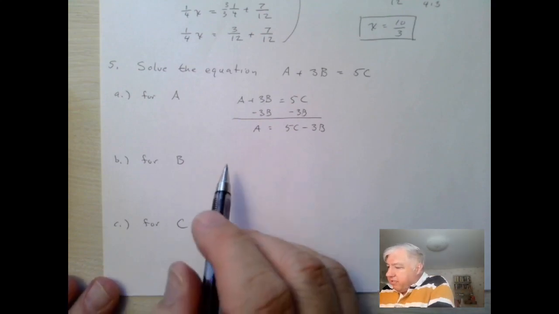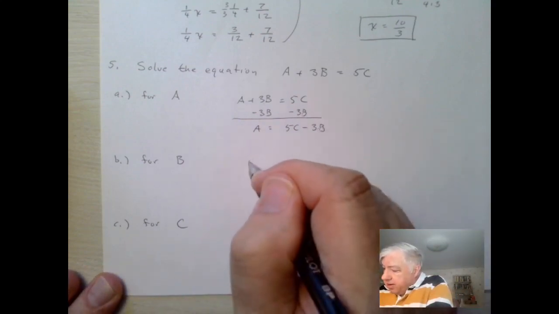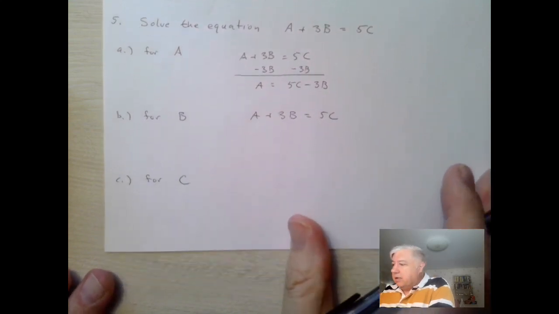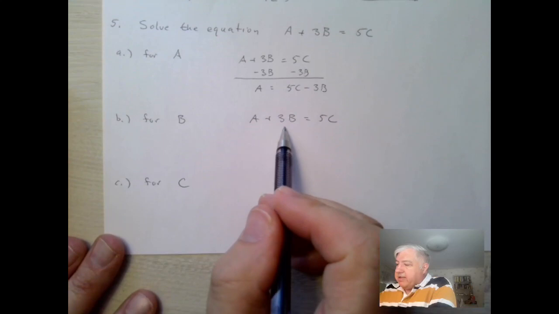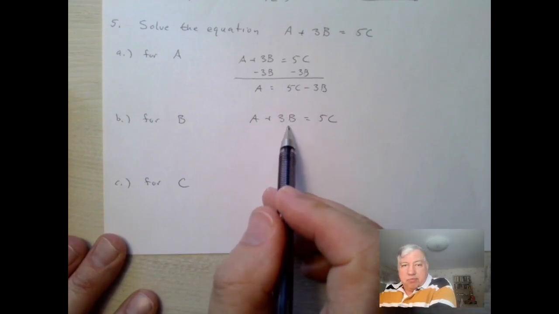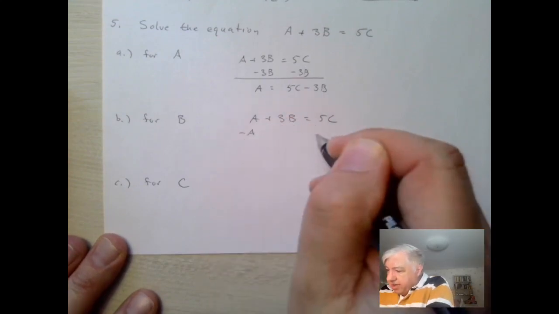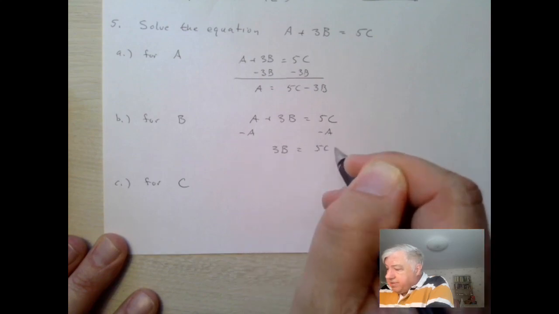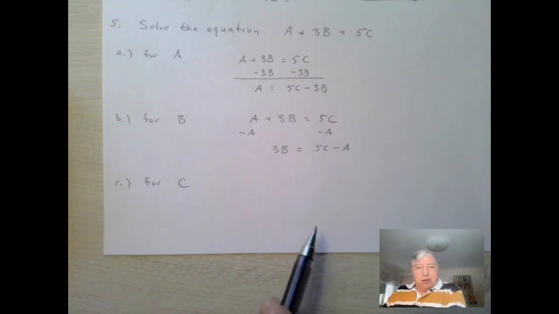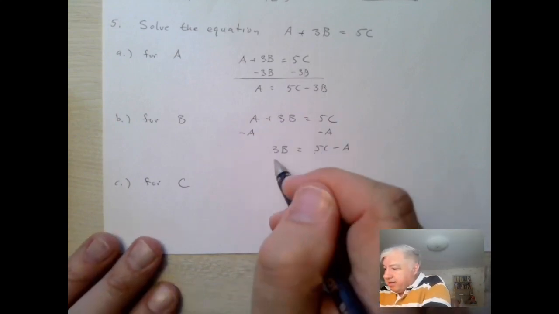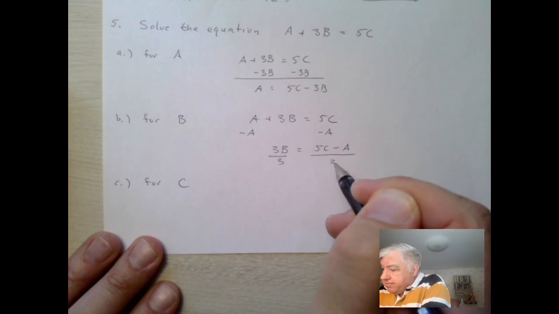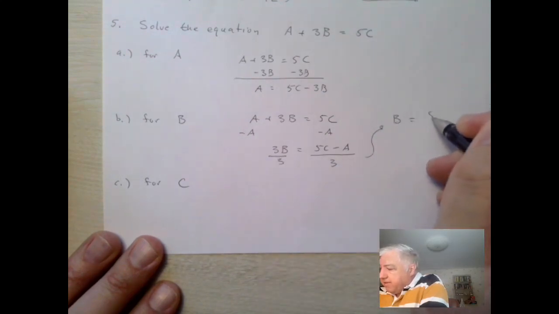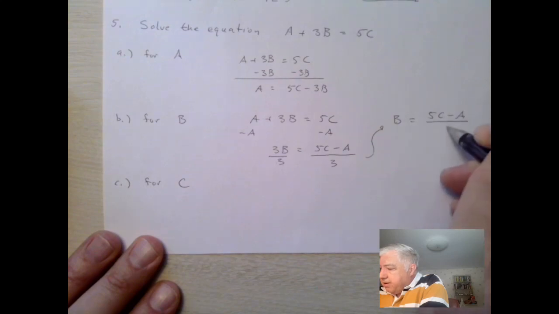Let's look at b. If we wanted to solve for b, what we'd like to do is isolate this term. This is the only term with a b in it, so we'll subtract a from both sides. So we get 3b equals 5c minus a. And then, because this is 3 times b, we can divide both sides by 3. And then the 3's cancel, and we get b is (5c minus a) over 3.